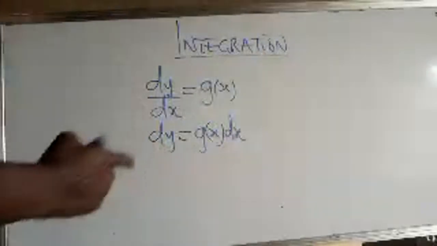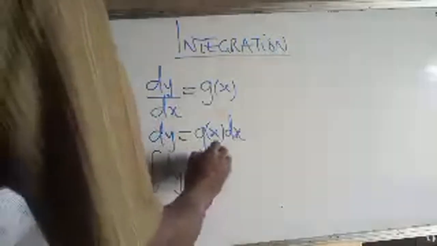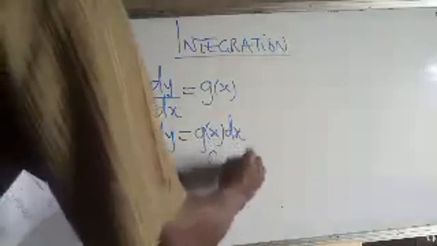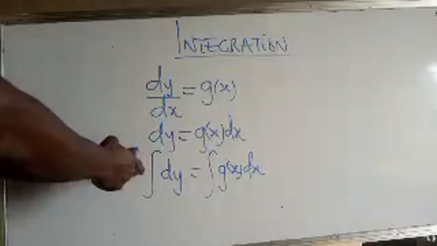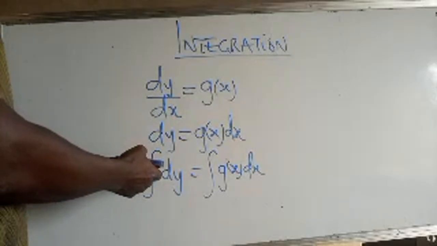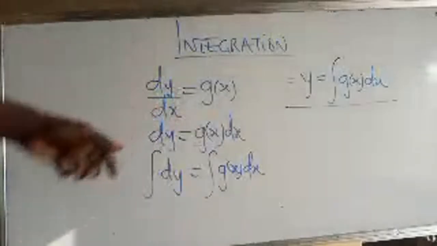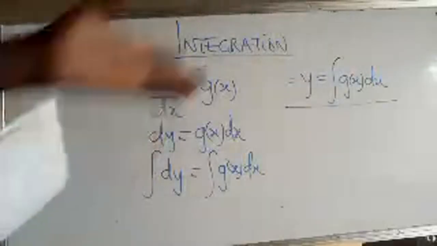So, now, introducing an integral sign. By the time we introduce an integral sign, we have the integral of dy is equal to the integral of g of x dx. The moment the integral sign is introduced, it nullifies this derivative sign, this d. The integral will nullify it, and we are going to have y is equal to the integral of g of x dx. So that is how we arrive at the value of y from the rate of change of y with respect to x, which has given us the integration of the function.